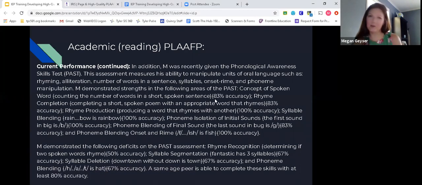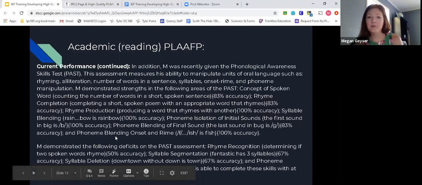Rhyme completion, I'm sure parents can understand what that means, but let's come down here to our phoneme isolation of initial sounds. Phoneme, that's definitely an educator word. So let's explain that to parents. That means the first sound in big is the /b/, and this student completed that with 100% accuracy.